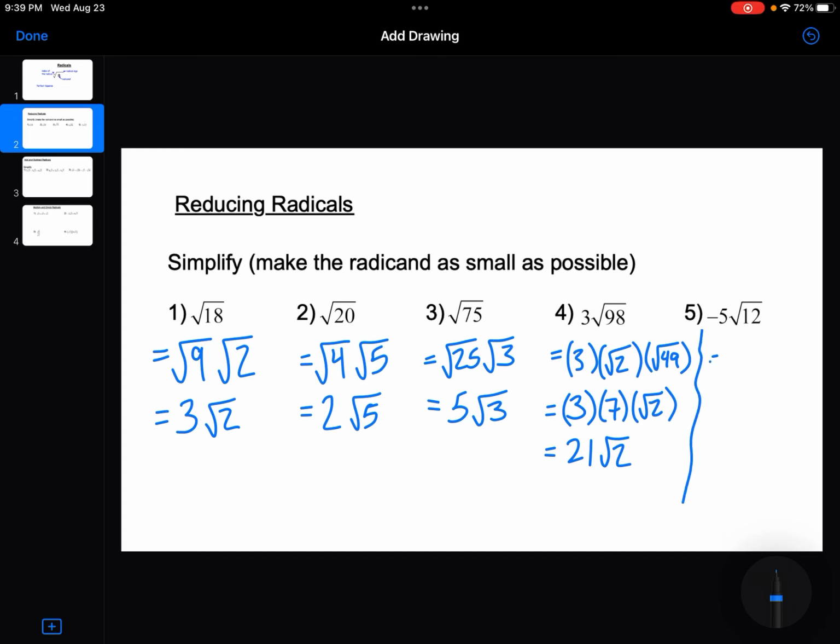Now finally, this one here, we're going to have negative 5 times root 4 root 3, and negative 5 times 2, because root 4 is 2, is going to give me negative 10 root 3.